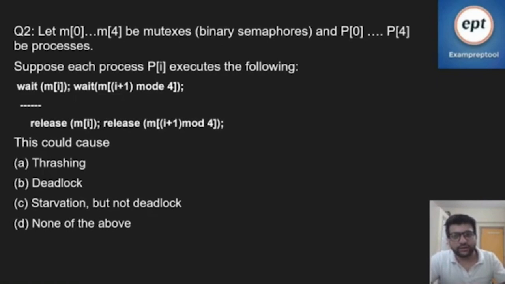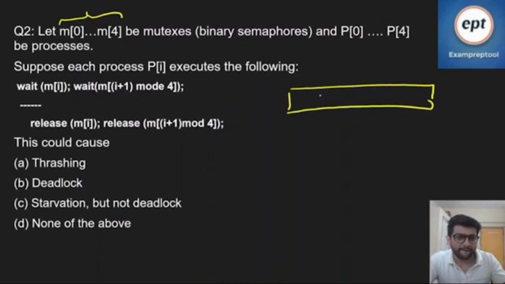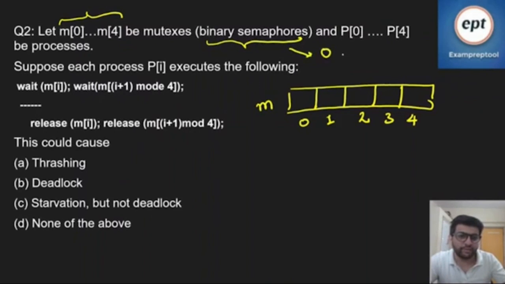Right. So we have been given that there are M0 to M4. These are mutexes. So we have an array of mutexes. Let me just create an array, which is 0, 1, 2, 3, and 4. So we have 5 mutexes and all these are binary semaphores. What are binary semaphores? Binary semaphores take values 0 or 1.